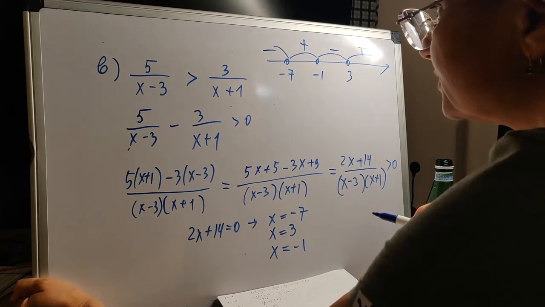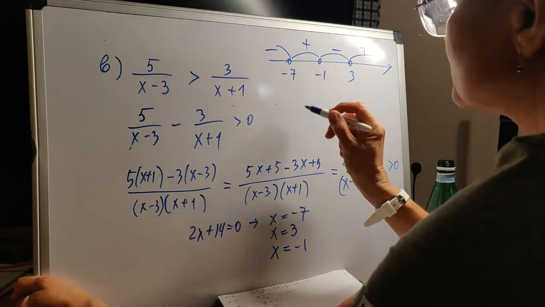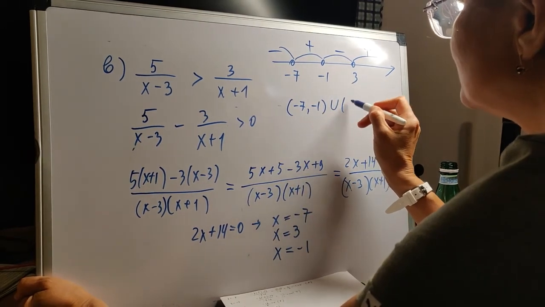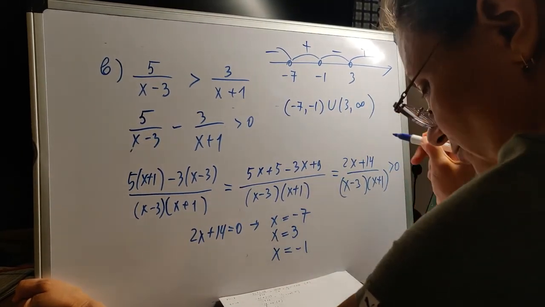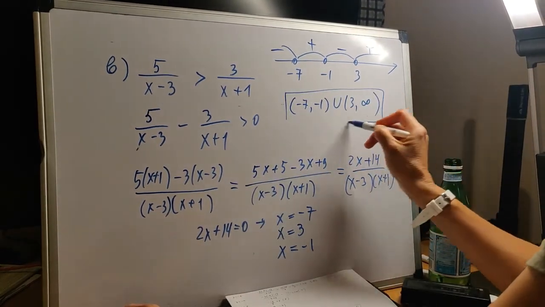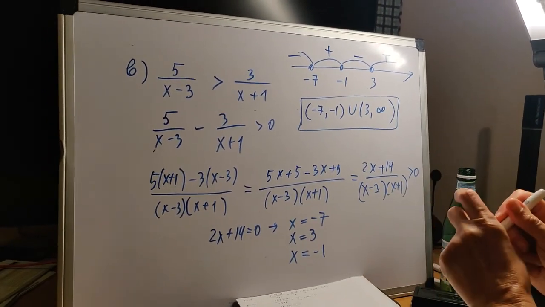What will I need for this inequality? I'll need positive numbers. So my positive numbers are from negative 7 to negative 1, and from 3 to positive infinity. That's my final answer. Okay, I'm going to box it. And I think that's all for this section.